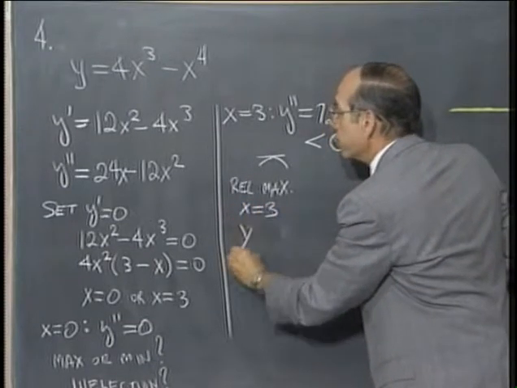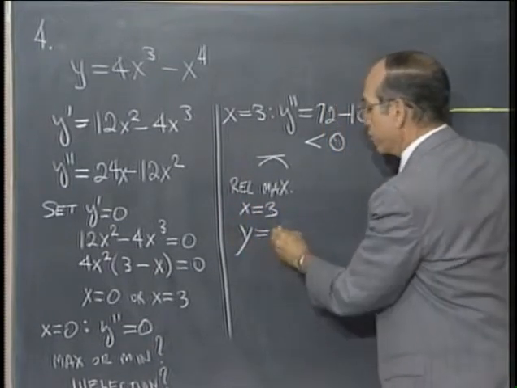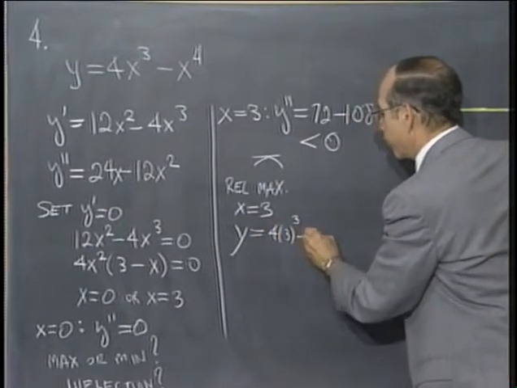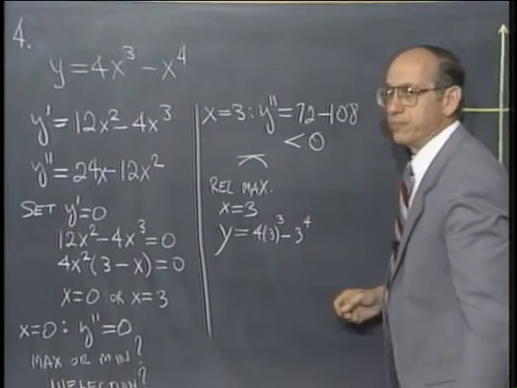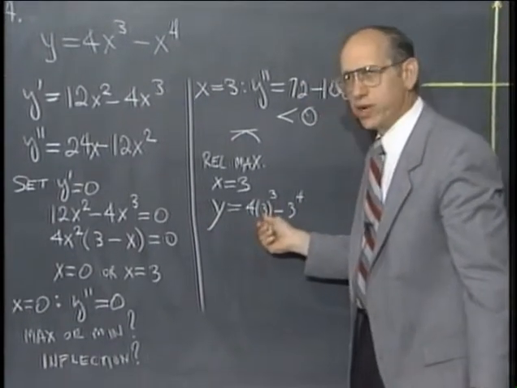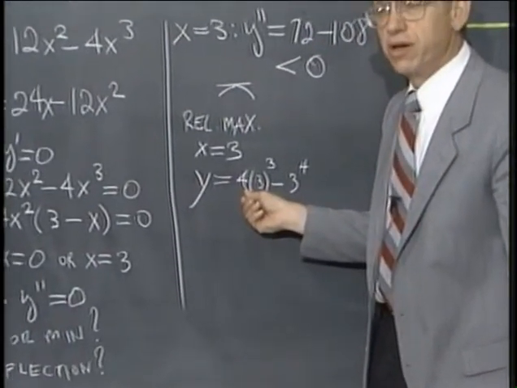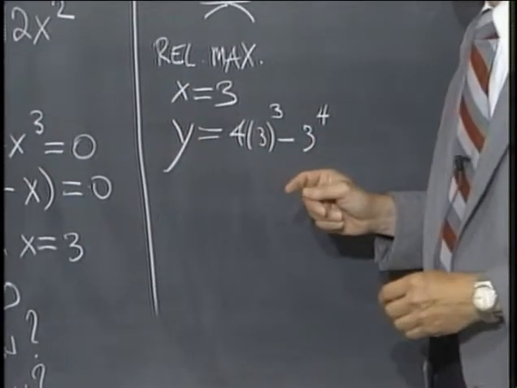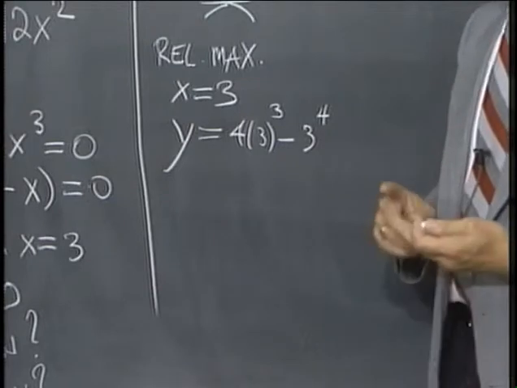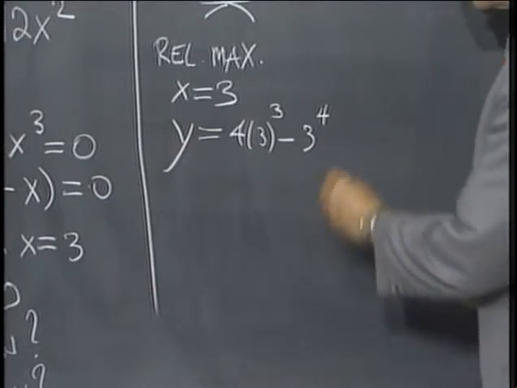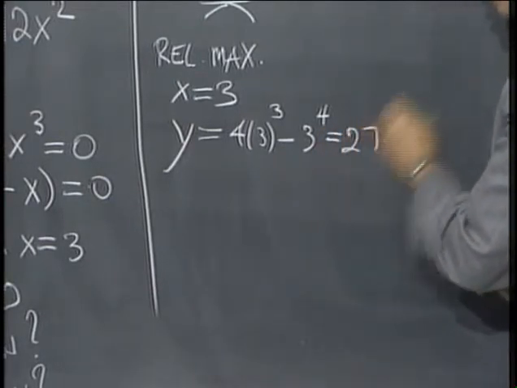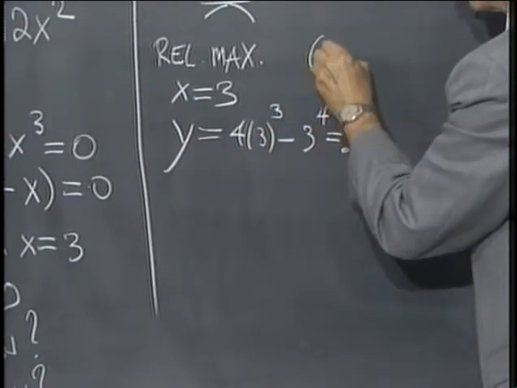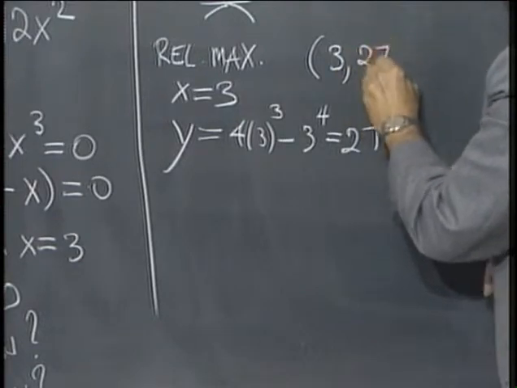With x equals 3, we get y equals 4 times 3 cubed, that's 4 times 27, minus 3 to the 4th. 3 cubed is 27, and 4 times 27 is 108, minus 3 to the fourth. What's 3 to the fourth? 81. 108 minus 81 is 27. So we have a relative maximum, and that relative maximum is (3, 27).